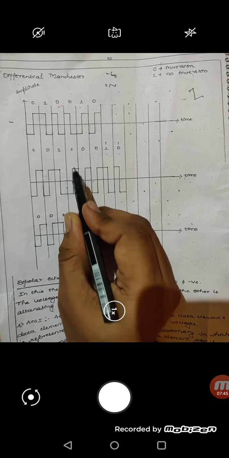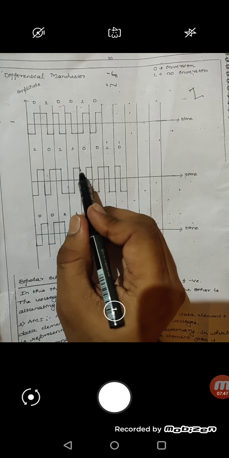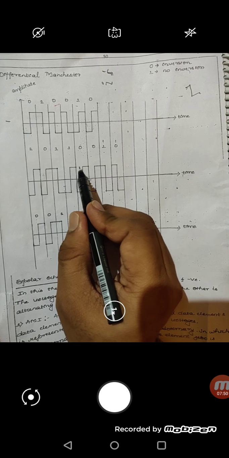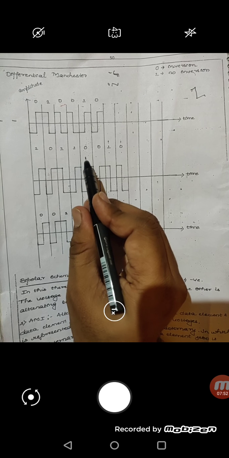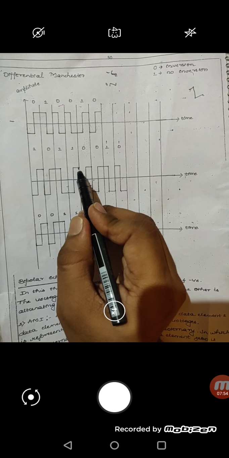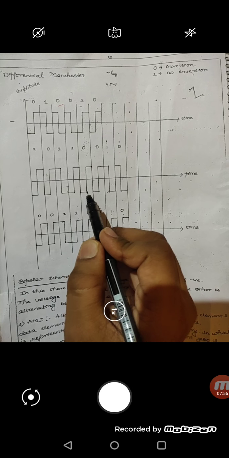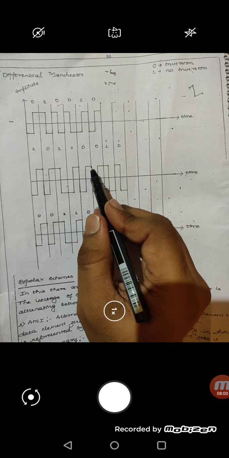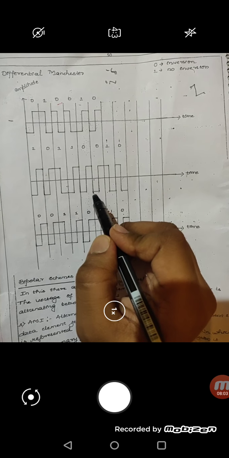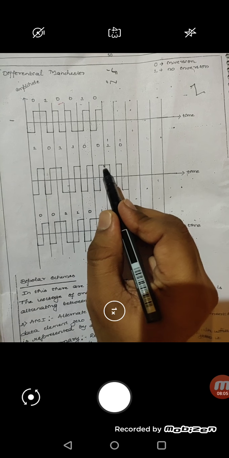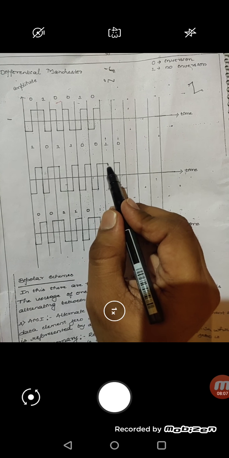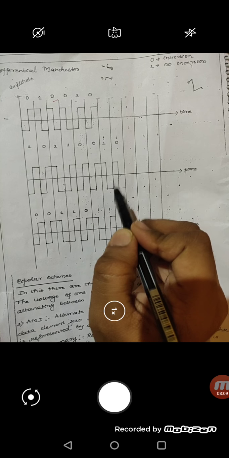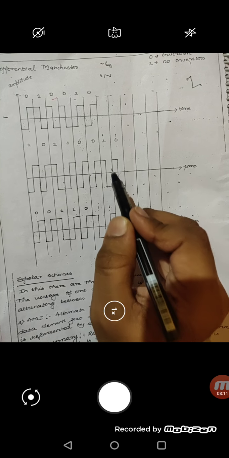Next bit is 1, so we are continuing the signal. Next bit is 0, hence we are not continuing the signal. If we continue the signal this bit will become 1, hence instead we are drawing exactly the opposite side. Next bit is 0, hence we are drawing exactly the opposite direction. Next is 1, hence we are continuing this signal. Next is 0, so we are not continuing the signal, we are drawing from here.